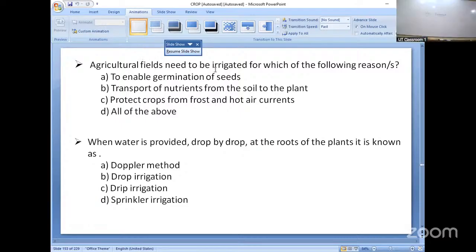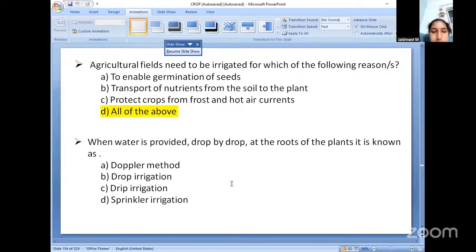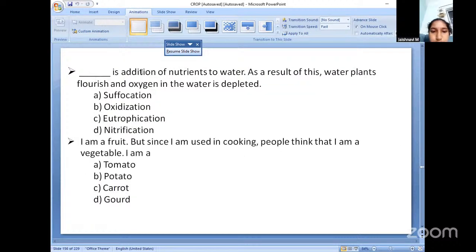Agricultural fields need to be irrigated for which of the following reasons? To enable germination of seeds, transport of nutrients from soil to the plant, protect crops from frost and hot air. All of the above. When water is provided drop by drop at the roots of the plant, it is known as drip irrigation. The addition of nutrients to water, as a result of which water plants flourish and oxygen in the water is depleted, is called eutrophication.